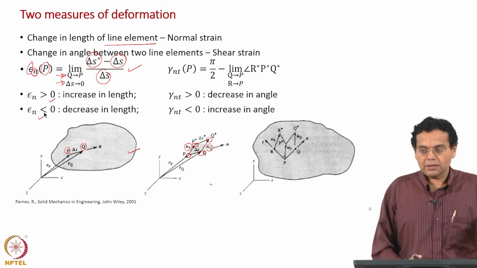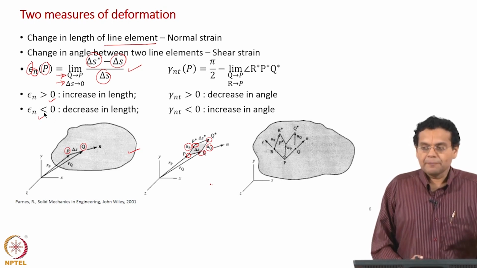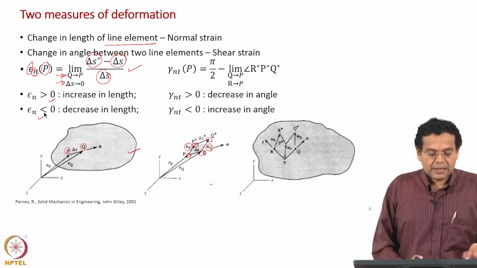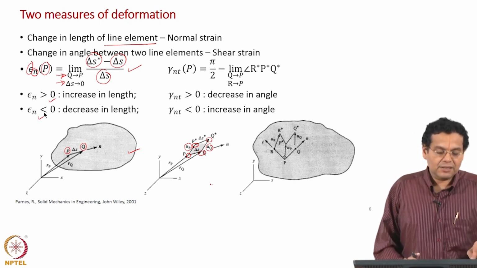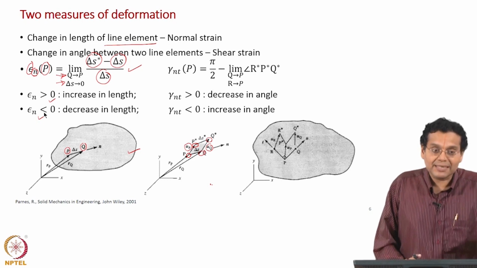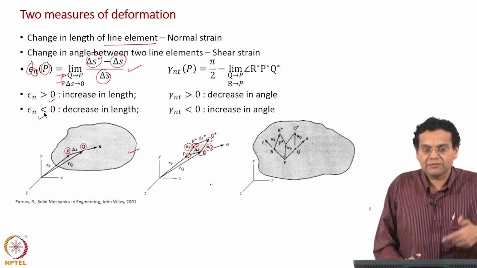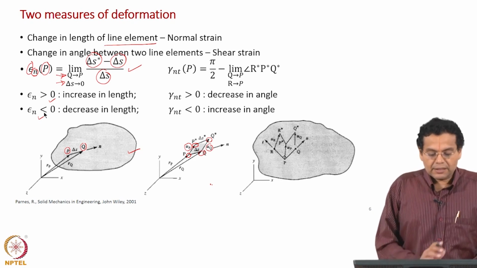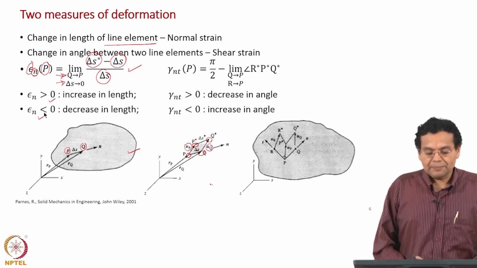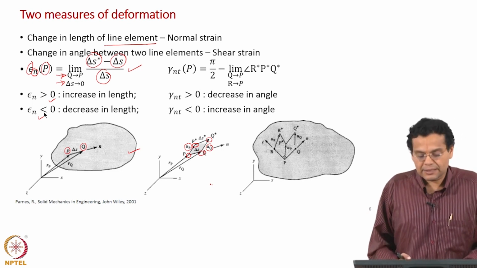First is epsilon subscript n, normal strain. N does not represent normal. N is used to represent the direction of the element for which you are defining the normal strain. Please keep that in mind. And on the right hand side, change in length by original length, in the limit of Q tending to P, delta S tending to 0.